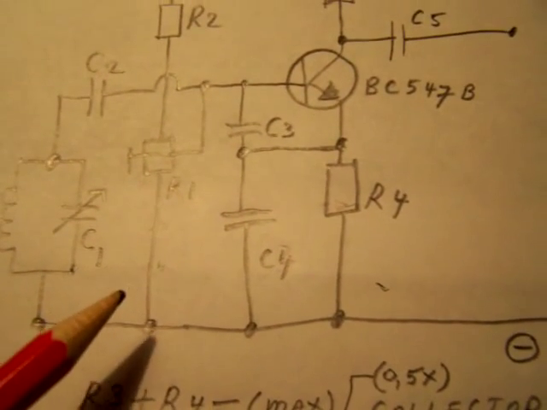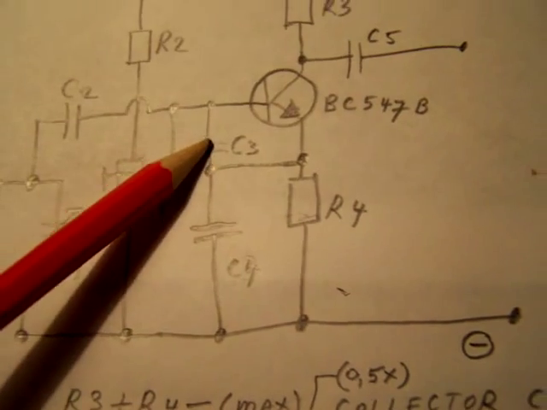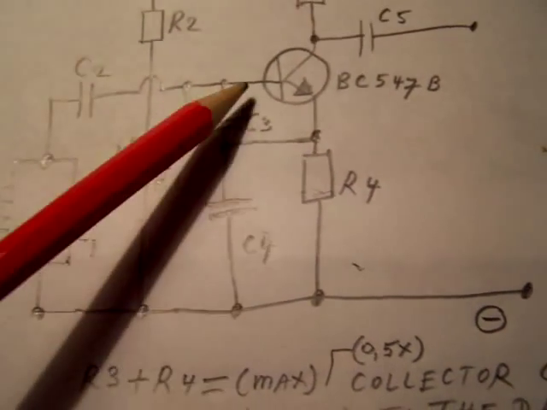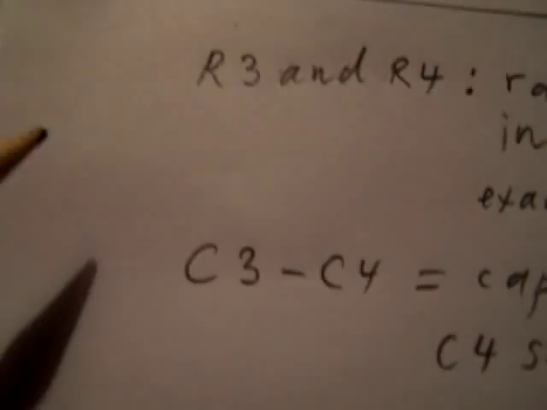The next important components are C3 and C4. They form a so-called capacitive voltage divider.